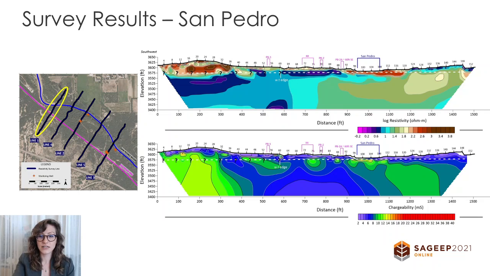Here the resistivity data are shown on top with low resistivity areas shown in blue hues and high resistivity areas shown in red hues. The bottom profile depicts the chargeability along the same line with low chargeability represented by blue hues and high chargeability represented by red hues.